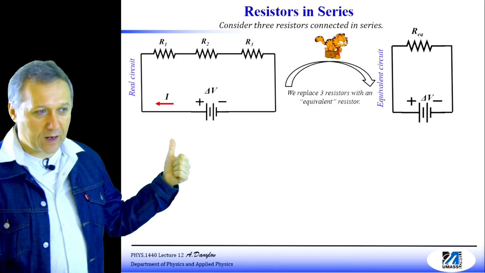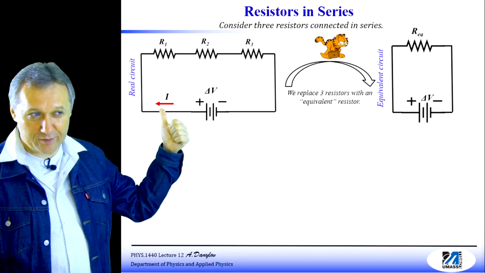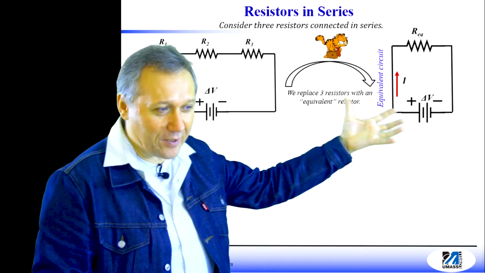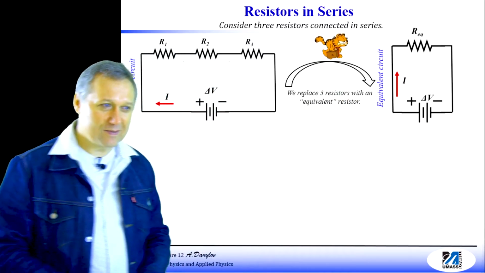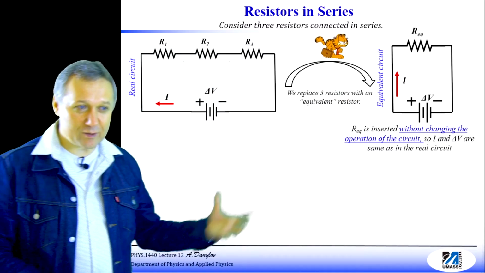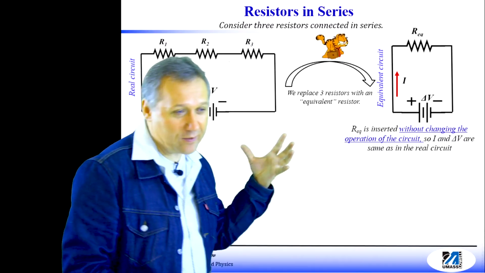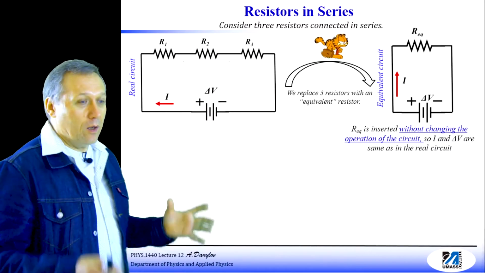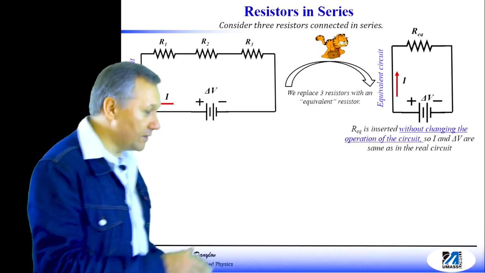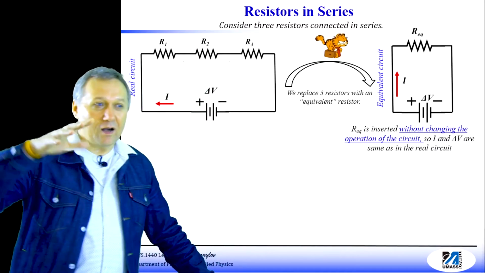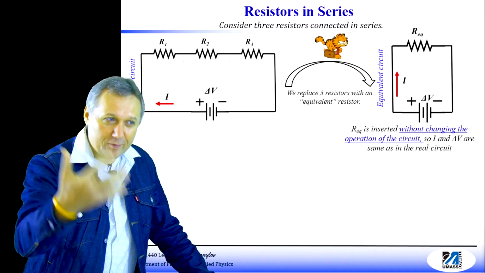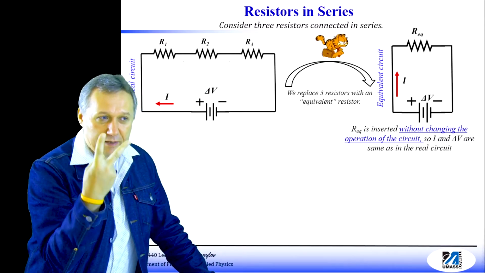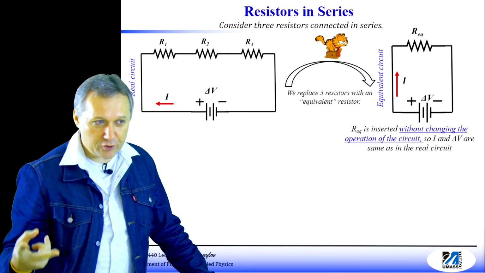And if current I is taken from the battery in the real circuit, exactly the same current must be taken from the battery in the equivalent circuit. So the battery must work in exactly the same way. Now, having said that, what next? Again, we want to get our formula for R equivalent at the end. So two parameters are left to discuss: current and the potential difference.